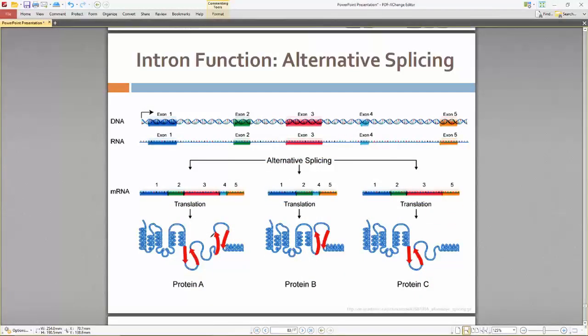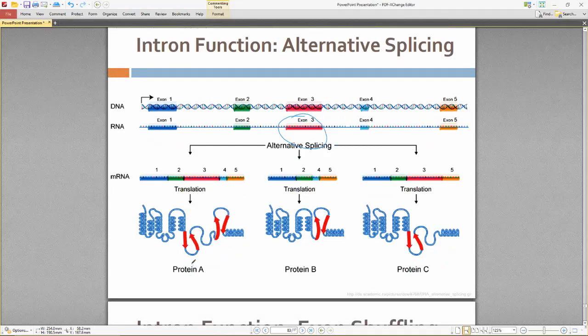So let's take an example. Let's take this section of DNA and these 5 exons. Let's say your body treats, in the first example, all 5 exons as exons, and they're all kept. In the second example, exon number 3 has been considered an intron and spliced out. In example number 3, exon number 4 has been considered an intron and spliced out.